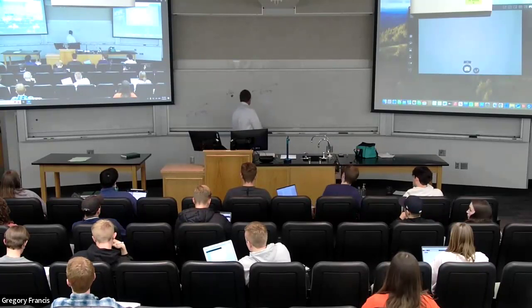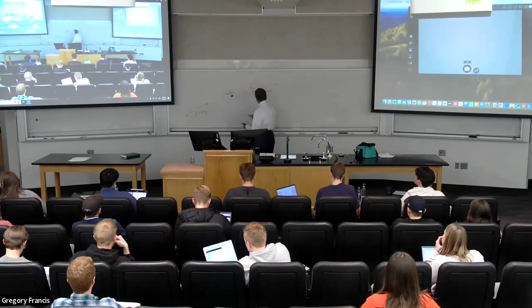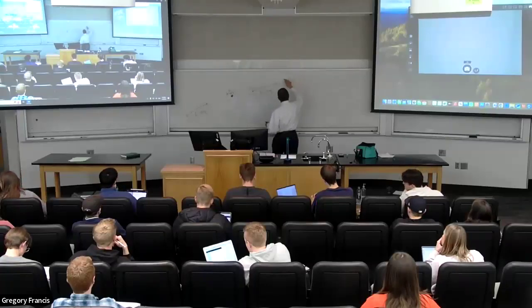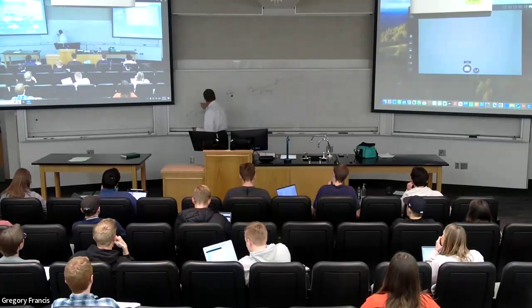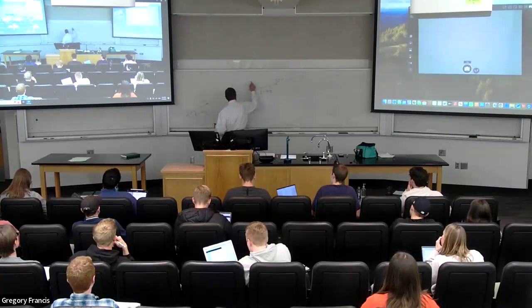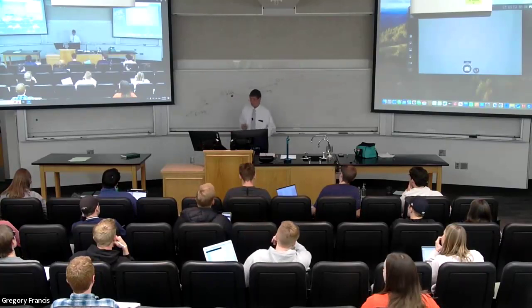If I put a test charge of, let's say, plus 2 coulombs here, then I'm going to get a force that's 32 newtons. But if I put a charge that's minus 2 coulombs, I'm going to get a force this way that's 32 newtons, the opposite direction.